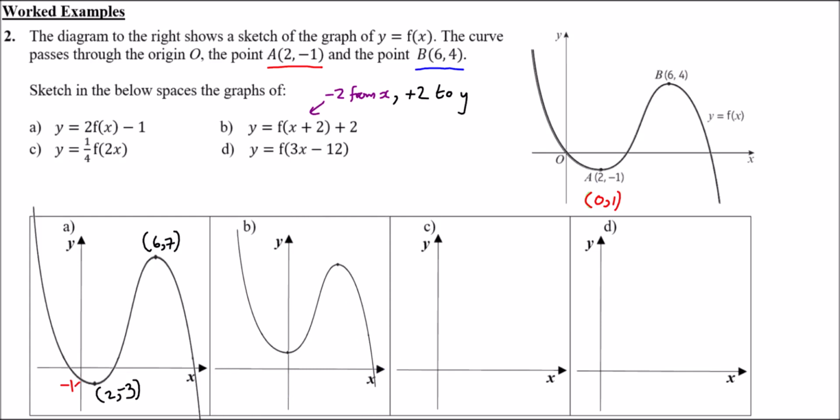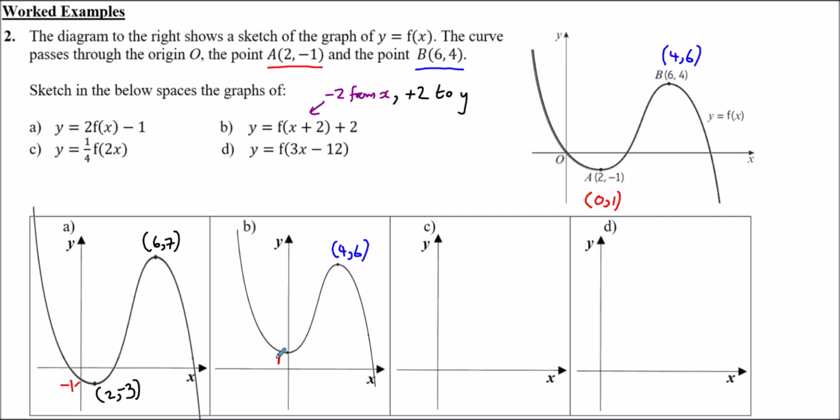B, if I take away 2 from x and then add 2 to y, B will become 4 and 6. Call that 1. And then we're done.